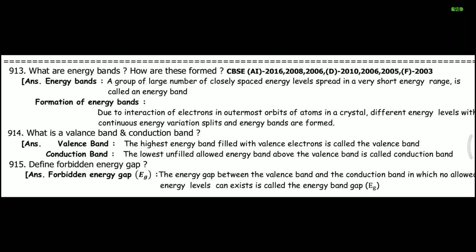What is a valence band and conduction band? Valence band: the highest energy band filled with valence electrons is called the valence band. Conduction band: the lowest unfilled allowed energy band above the valence band is called the conduction band. Define forbidden energy gap. Easy. The energy gap between the valence and the conduction band in which no allowed energy levels can exist is called the energy band gap.